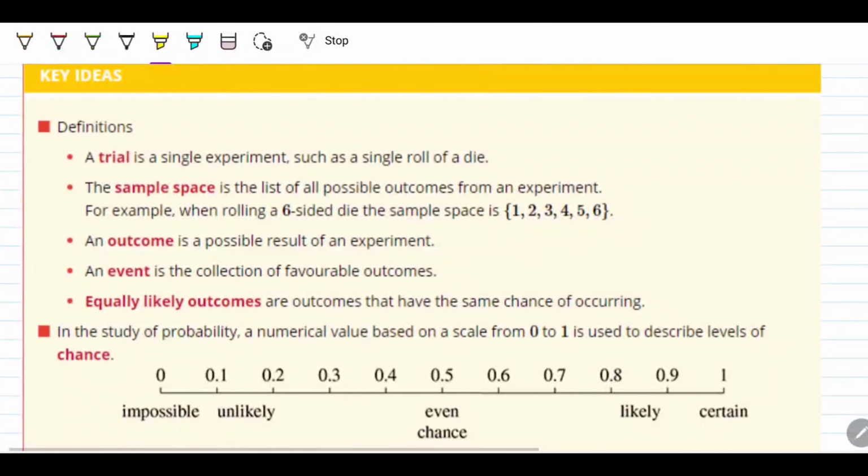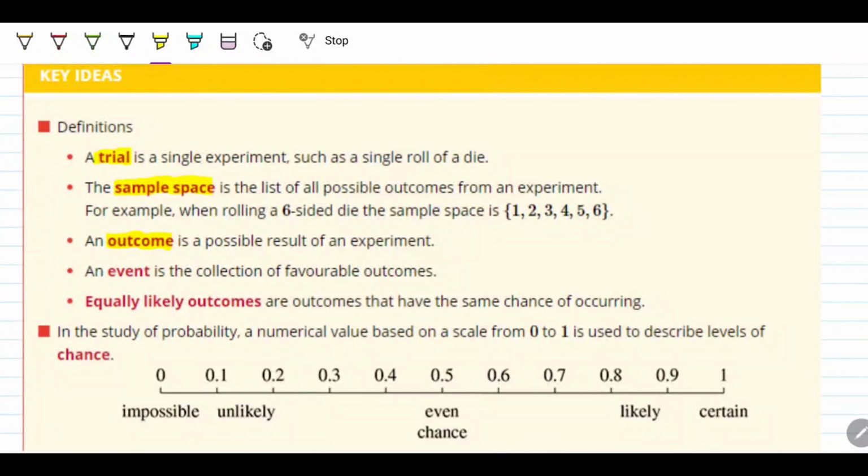So the first dot points are our definitions. We need to know what a trial is. A trial is a single experiment such as a single roll of a die. The next term is a sample space. The sample space is the list of all possible outcomes from an experiment. The example we have here is when we roll a six-sided die, the sample space is 1, 2, 3, 4, 5, 6. The outcome is a possible result of an experiment.